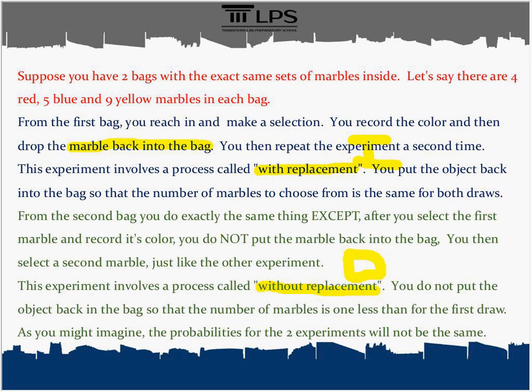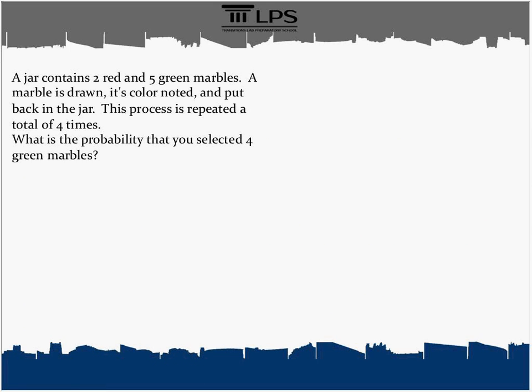Okay, let's further go and check this example. Let us see how the probabilities will change. I think after this slide, everybody will be very clear. If there is still doubt, I will come back to everyone. It contains 2 red and 5 green marbles. A marble is drawn, its color is noted, and it is put back in the jar. This is done a total of 4 times.